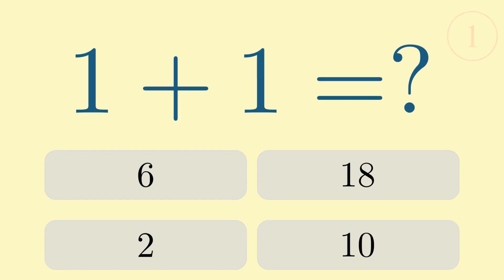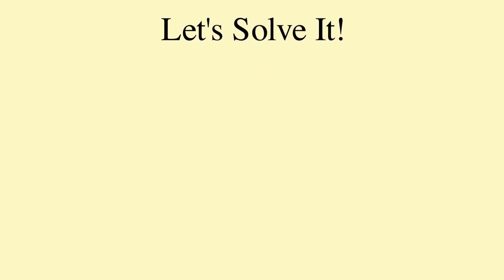Time's up. The correct answer is 2. Now, let's see how we got this answer. When adding 1 and 1, we align them in column format. 1 plus 1 equals 2.